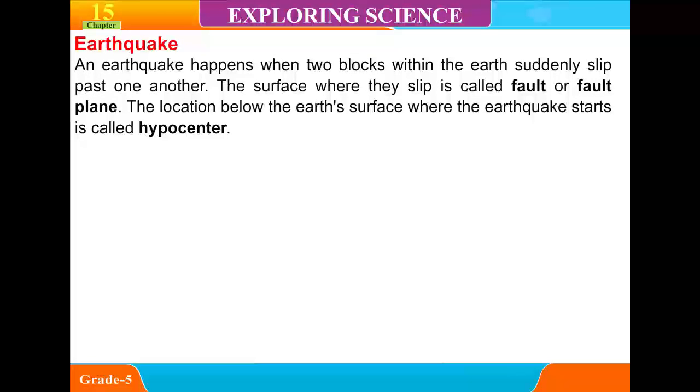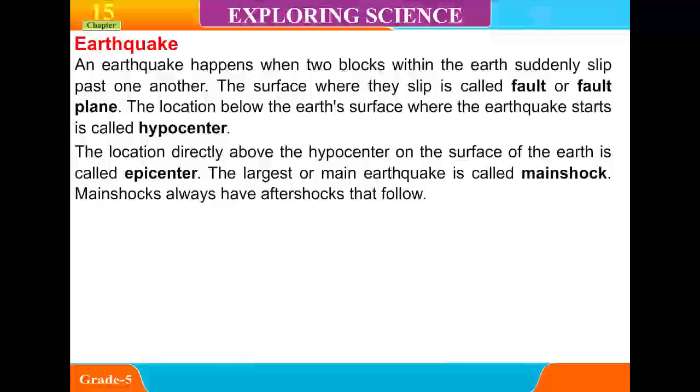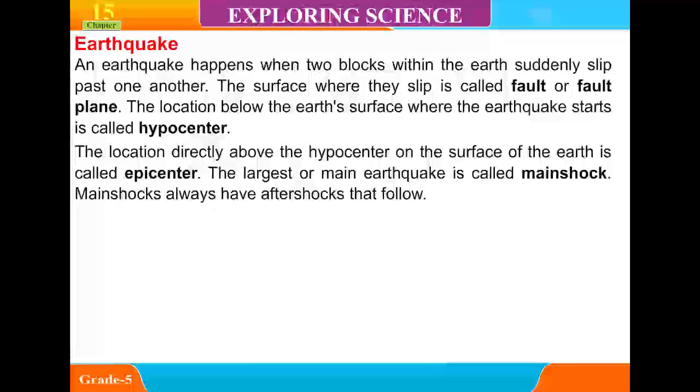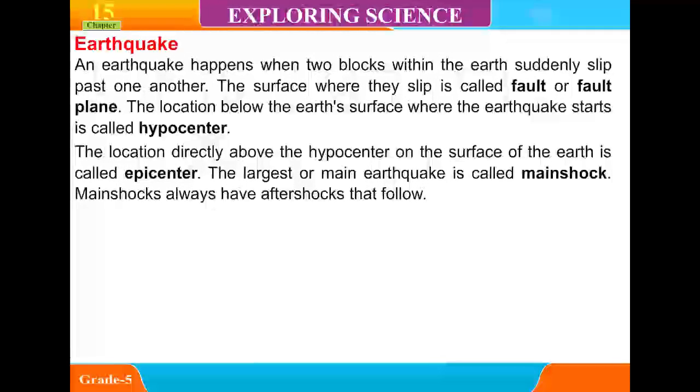Earthquake. An earthquake happens when two blocks within the earth suddenly slip past one another. The surface where the slip happens is called fault or fault plane. The location below the earth's surface where the earthquake starts is called hypocenter. The location directly above the hypocenter on the surface of the earth is called epicenter. The largest or main earthquake is called main shock.